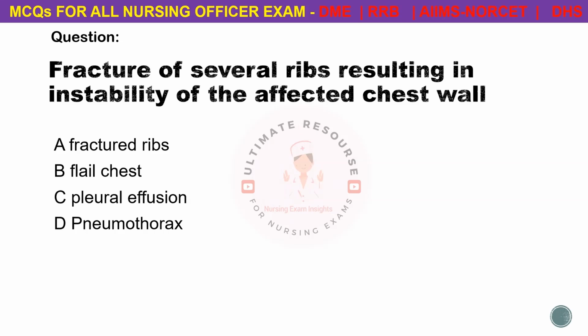Fracture of several ribs resulting in instability of the affected chest wall. Options are A. Fractured ribs, B. Flail chest, C. Pleural effusion, D. Pneumothorax. The answer is flail chest.